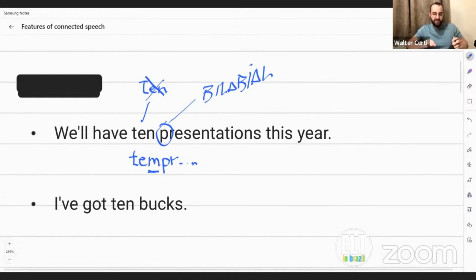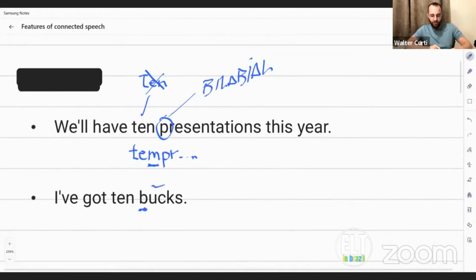In the next sentence, you will have the same rule. Bucks, B, is also a bilabial sound, right? So 10 bucks, M sound again.